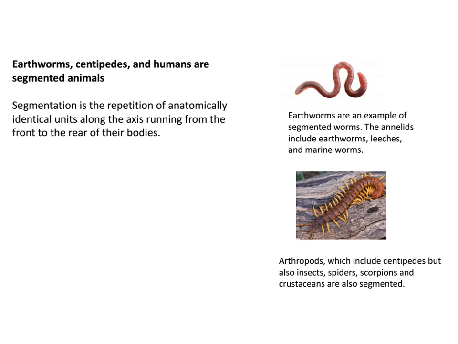Now, if we look at a different class of animals, the arthropods, which includes things like centipedes, insects, spiders, scorpions, and crustaceans, you'll find that they're also segmented. You can see the segmentation is very clear in this picture of a centipede. Each segment, for example, has a pair of legs. Now, it turns out that humans are also segmented, as we'll see in the next slide.